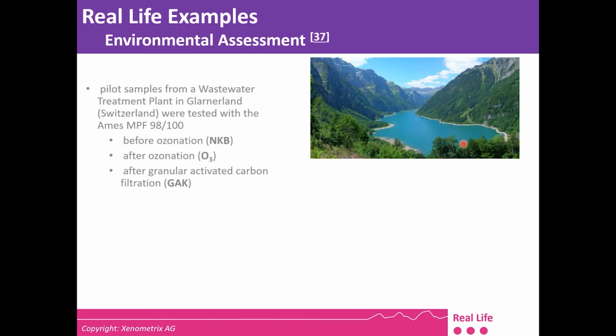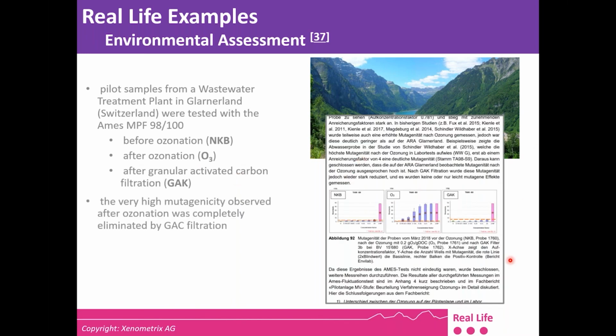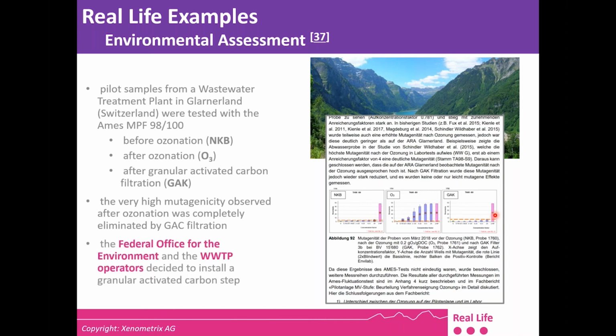So for the wastewater treatment plant, they tested how the samples performed before ozonation, after ozonation, and after granular activated carbon filtration. And as you can read from this text, they observed a very high mutagenicity after ozonation, which is this plot here. The samples in the Ames MPF proved to be slightly positive before ozonation. After ozonation, there was a dramatic increase in the mutagenicity of the sample, which was completely removed after the granular activated carbon filtration. This led to the decision by the Swiss Federal Office for the Environment and the wastewater treatment plant operators to install a granular activated carbon step.